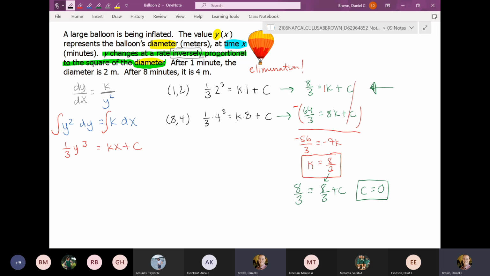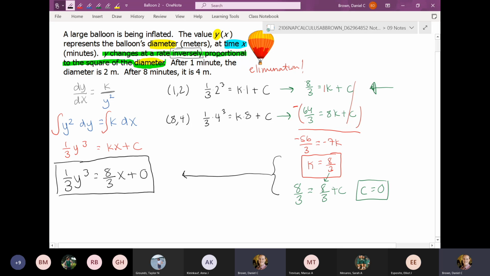So combining that information, I can use that to write the particular solution. 1/3 of y cubed is equal to k x plus c. Could have left off that plus 0 if I wanted to. This is the equation showing the relationship between the diameter and time.